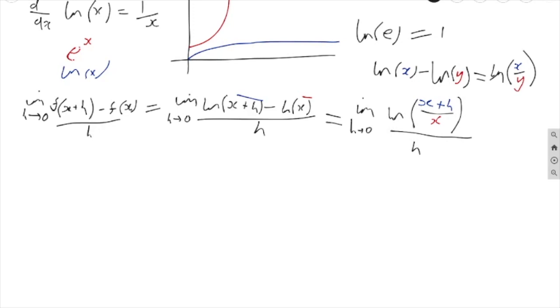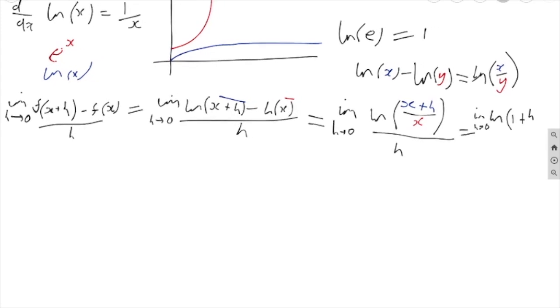We can rewrite x plus h divided by x, the thing inside the ln, as the limit as h tends to 0 of ln of 1 plus h divided by x, all divided by h, because x divided by x is 1 and h divided by x is h divided by x. This is useful because now we have something divided by x and we can play around with our figures a little bit now.